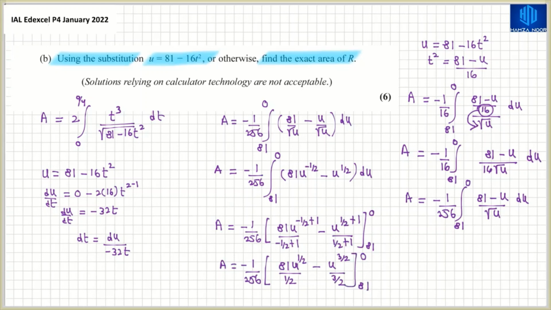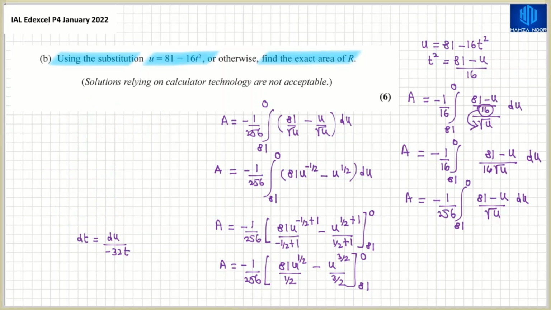So now what we need to do, we need to simplify the terms and we need to evaluate the value of this definite integral. And I'm going to erase the earlier working from here so I can make some space. So area is equals to minus 1 over 256. This is completely multiplied by 81 divided by half. This is supposed to be 162. So 162 times u raised to the power half minus 1 divided by 3 over 2 will be 2 over 3. So 2 over 3 multiplied by u raised to the power 3 over 2. Upper limit 0, lower limit 81.